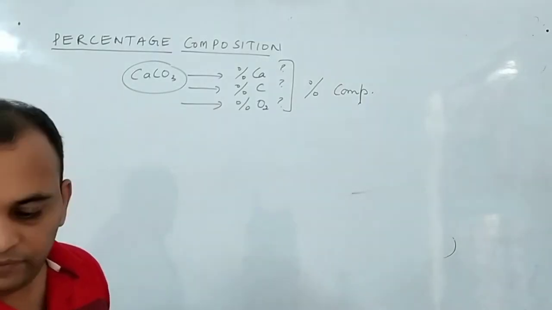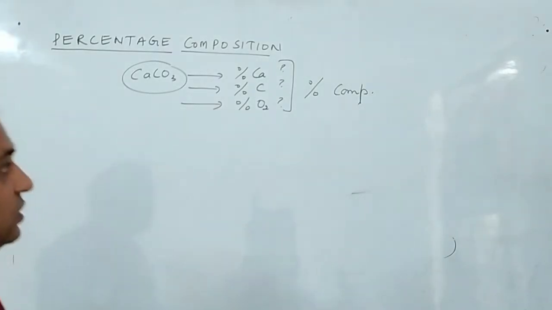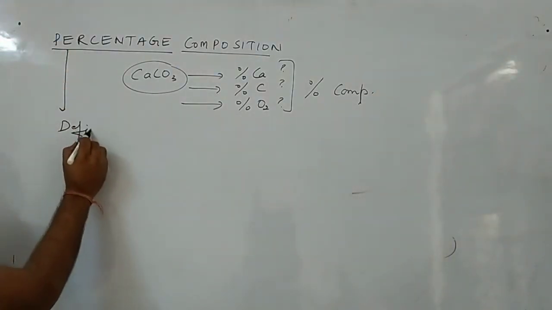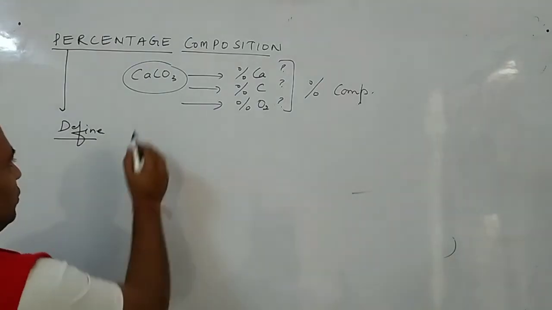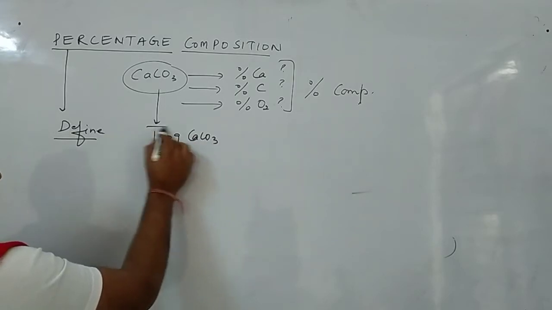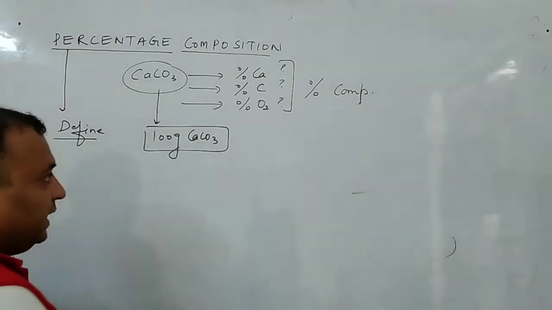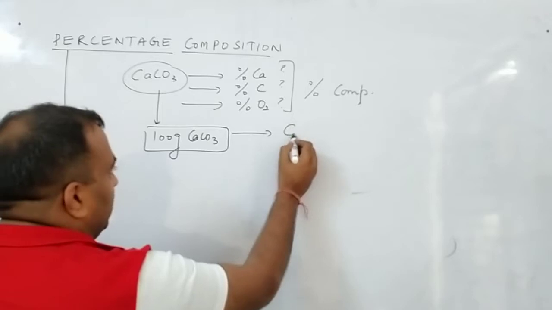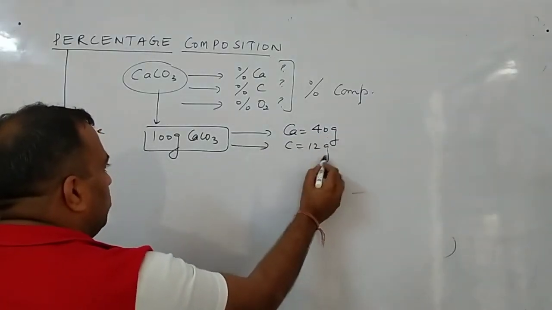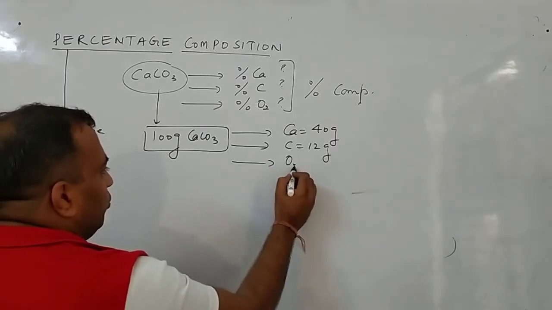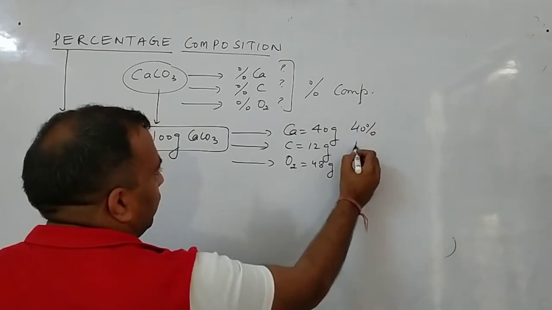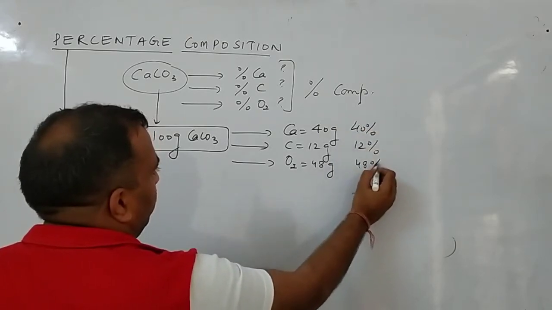But how can I define it? The definition is very important. Just see the definition. Beta, how will we define it? Okay. Suppose your compound is 100 gram CaCO3. How much compound did I take, beta? 100 gram. In 100 gram CaCO3, the calcium is found to be 40 gram, whereas carbon is found to be 12 gram, and oxygen is found to be 48 gram. So this is directly the percentage: 40%, 12%, and 48%.